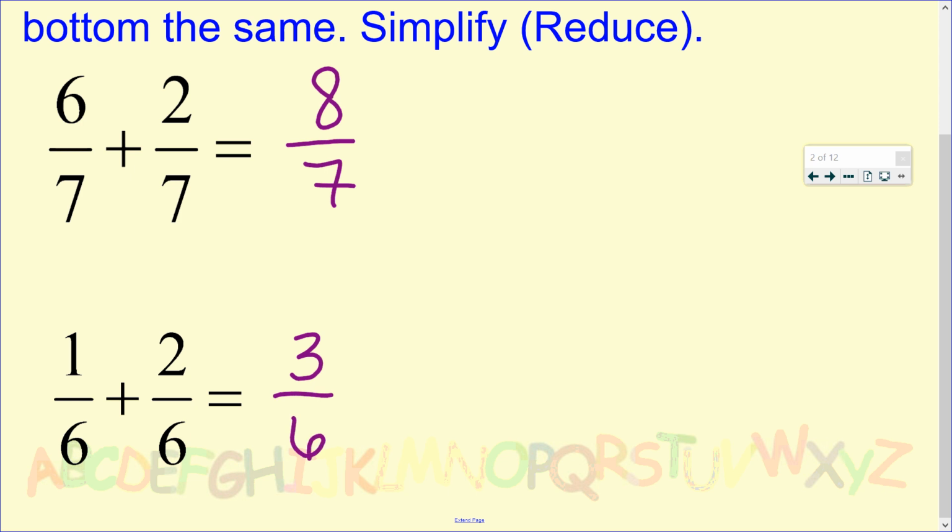Okay, so we add the numerators. Denominator stays the same, and then I love that you reduced it. We always want to make sure that if we have a numerator and denominator like this one, that they're divisible by the same thing. So in this case, they both have a 3 that divides evenly in. We can go ahead and simplify that and make it a 1/2. Okay, any questions? Awesome.